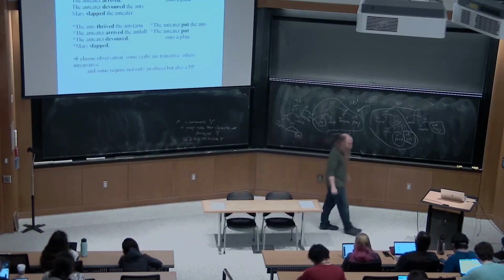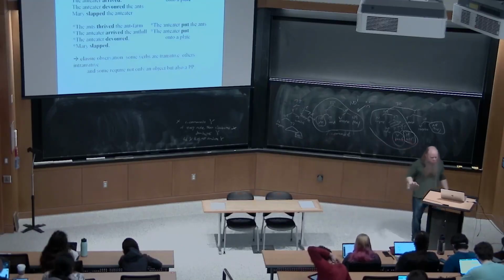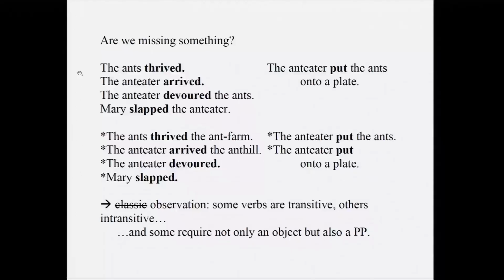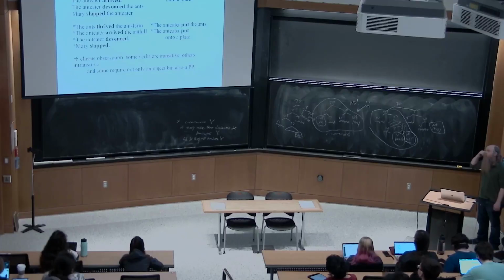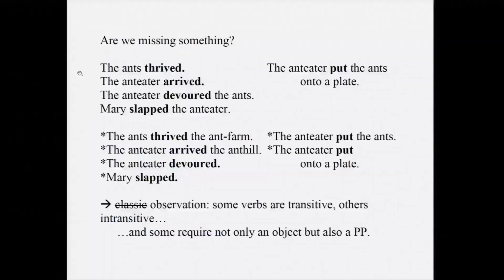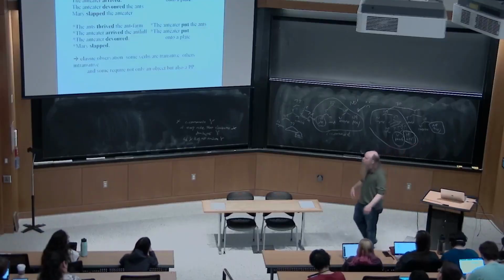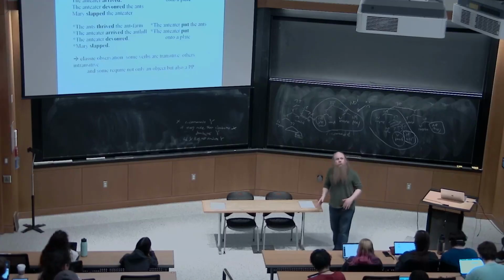But let's talk for now about a verb like put. Put absolutely has to have an object, so it's transitive in that sense. But it also has to have a prepositional phrase. So you can say the anteater put the ants onto a plate. This is a comparatively civilized anteater. But you can't leave out either the object or the prepositional phrase. You can't say the anteater put the ants. That's not a sentence. And you also cannot say the anteater put onto a plate. Also not a sentence. So put needs to combine with both an object and a prepositional phrase.